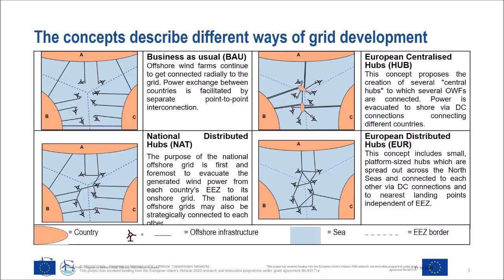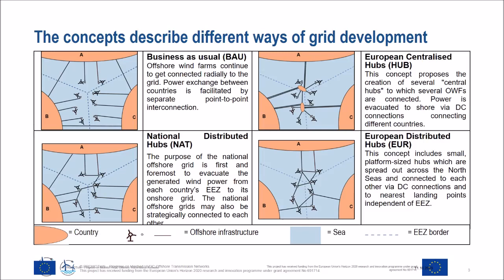In the national distributed hubs concept, the purpose of the offshore grid is first and foremost to evacuate the generated wind power from each country's exclusive economic zone to its onshore grid. The national offshore grids may also be strategically connected to each other to facilitate interconnection capacity. The European centralized hubs concept proposes the creation of several central hubs to which several offshore wind farms are connected. Power is evacuated to shore via DC connections connecting different countries.